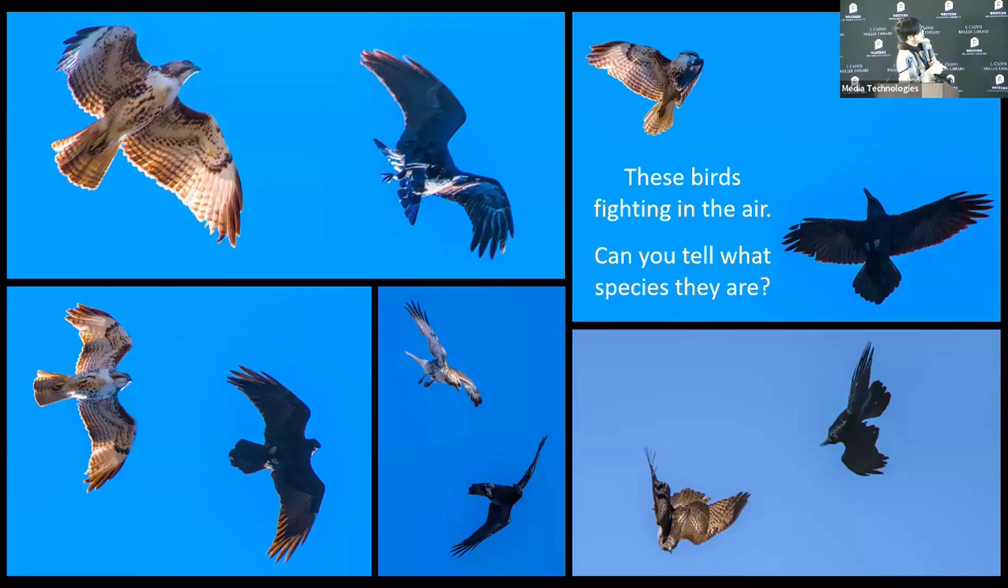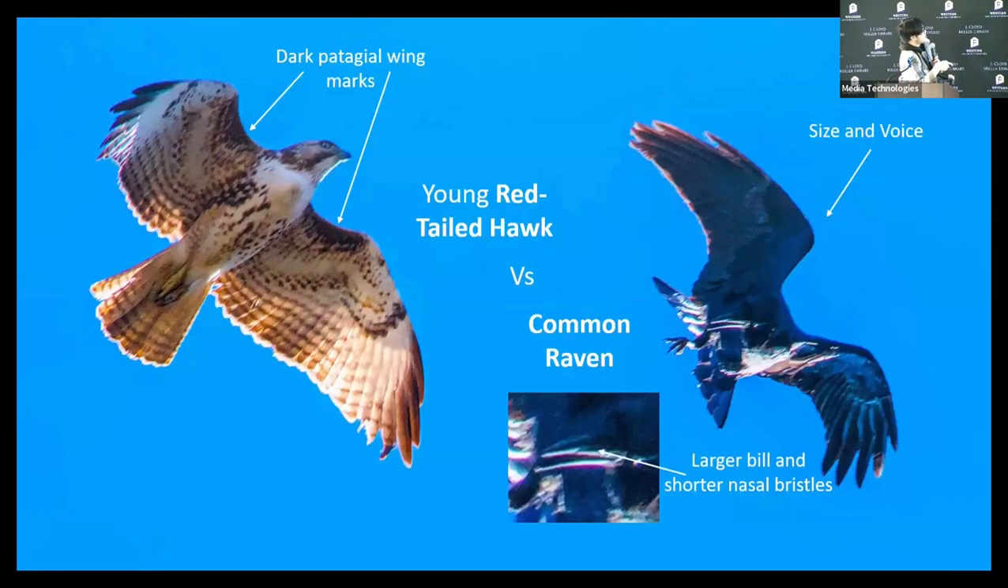And there's these. If you looked over there, you already got it spoiled for you, you know what these are. But this is a red-tailed hawk, the dark patagial wing marks. And then this is a common raven, the larger bill, if you zoom in really close here, and shorter nasal bristles. So now I think there are some experts in this audience that probably already knew all of that.